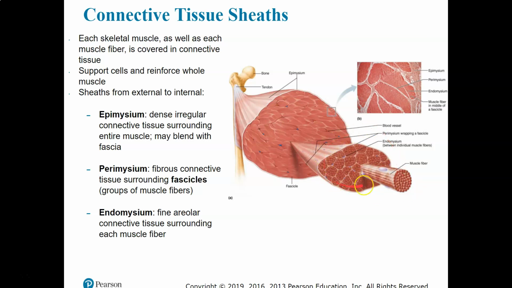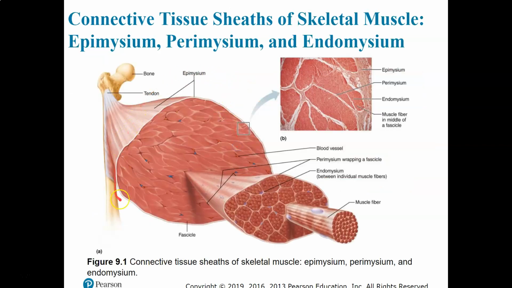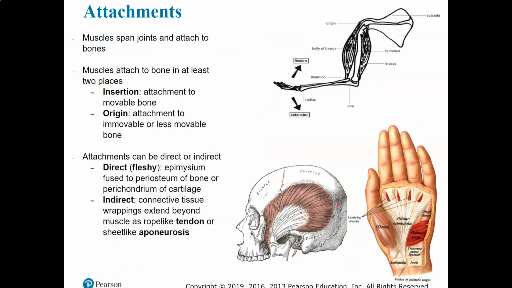Then around the fascicle, we have the perimysium. And then on top of everything going around the whole muscle, we have the epimysium. Epimysium around the whole muscle, perimysium around the fascicle, endomysium inside the fascicle around each muscle fiber, aka muscle cell.